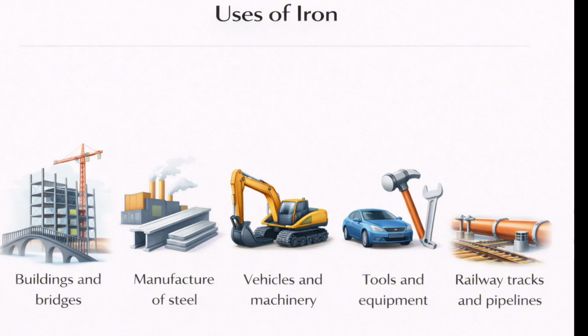Iron is one of the most widely used metals in the world. It is used in the construction of buildings and bridges because of its strength. Iron is also used to manufacture steel, which is used to make vehicles and heavy machinery. In addition, iron is used to produce tools, equipment, railway tracks, and pipelines that are important for transportation and industry.